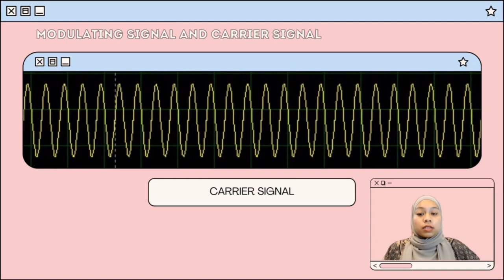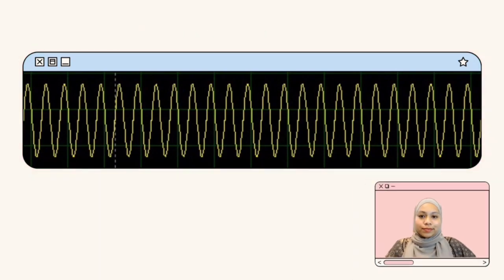Okay, so this is a carrier signal. The high energy or high frequency signal which has characteristics like amplitude, but contains no information, is called a carrier signal. It is also simply referred to as a carrier. The carrier signal is used to carry the message signal from transmitter to receiver. The carrier signal is also sometimes referred to as an empty signal.